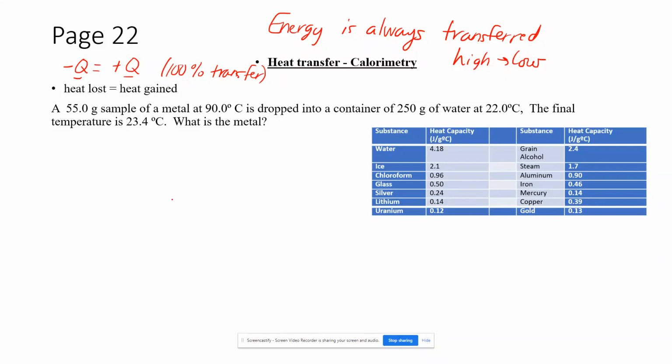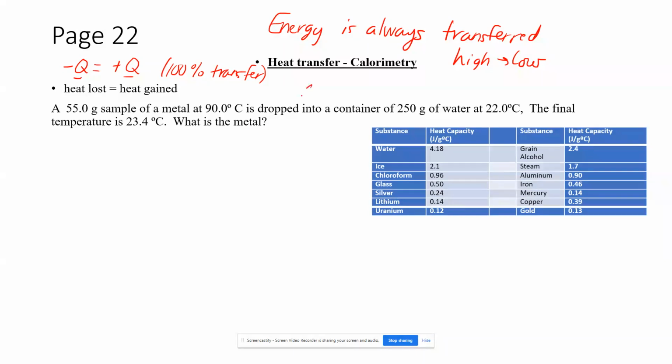So we're going to use a concept that you're probably very familiar with: heat transfer. If I take something hot, let's take a hot piece of metal, and put it into a cup of water, the metal is going to cool down, so it's going to lose heat, but that energy is going to be used to increase the temperature of the water. That is a transfer of heat, and the process we call a calorimeter.